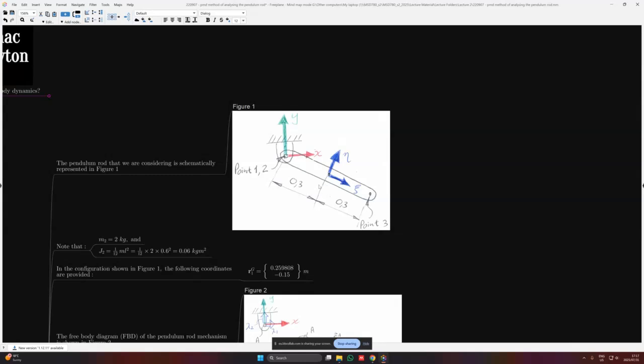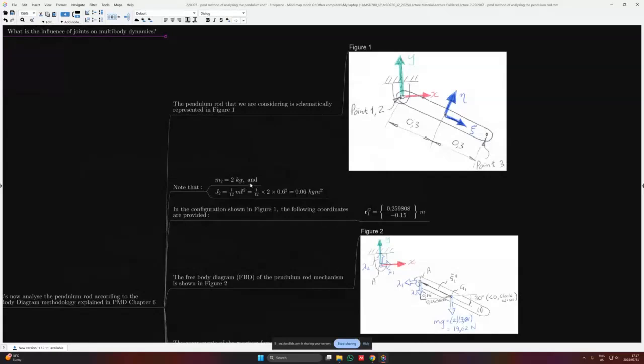Now, in addition to the pendulum rod schematic, we also have some mass and inertia characteristics given. The mass of the pendulum rod is 2 kilograms, and J2 is the mass moment of inertia about the centroid, so about the center of mass. If we calculate this using the formula available in, let's say, a mechanics of materials textbook, or online, you'll end up with 1/12 ml squared. If I plug all of the values in, I get 0.06 kilogram meter squared for J2.